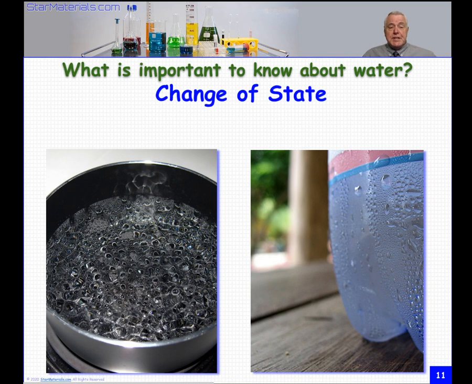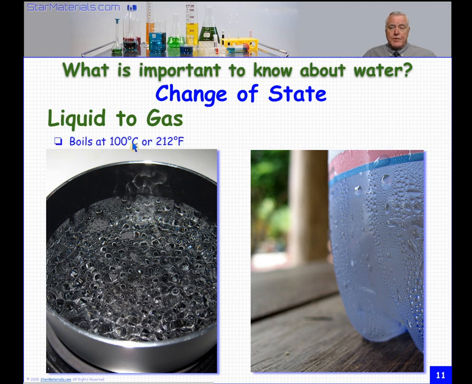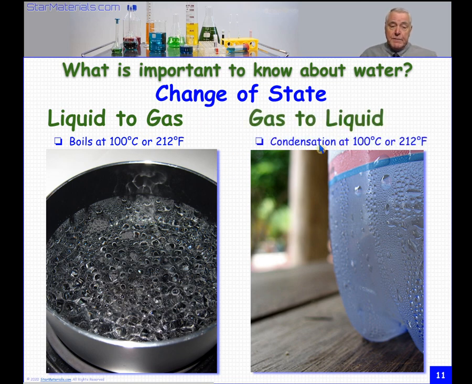Now, when we change state, we go from a liquid to a gas. Water boils at 100 degrees centigrade or 212 Fahrenheit. But it also goes the other way, gas to a liquid. Condensation at 100 degrees centigrade or 212 comes out of the air and condenses onto a cooler surface.